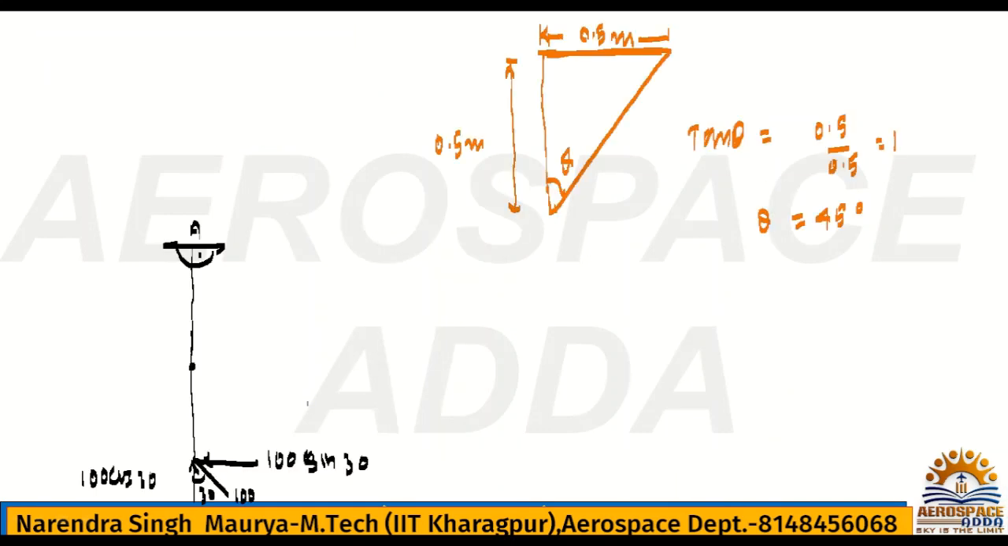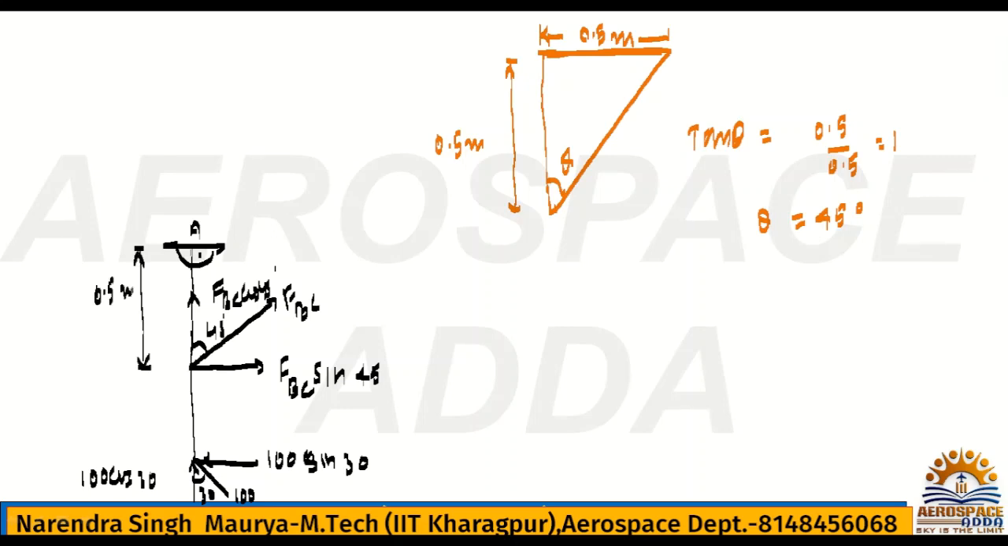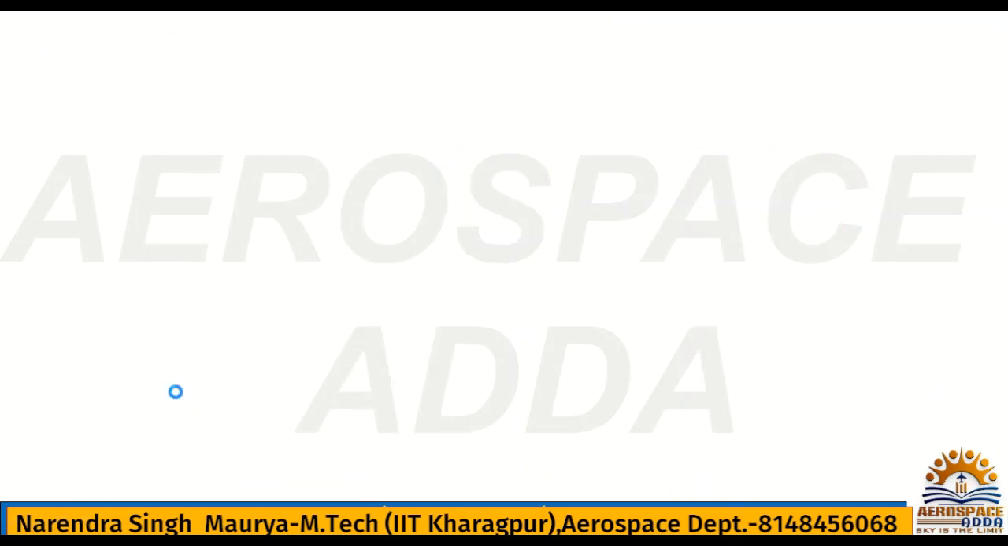Next, the force for this also, F_BC, is 45 degrees from vertical, so F_BC sin 45, and here one more component will come, F_BC cos 45. So basically 100 cos 30, if you see this point A, now this length you will write here. This is 0.5 meter, and here this is also 0.5, check, the length is given.